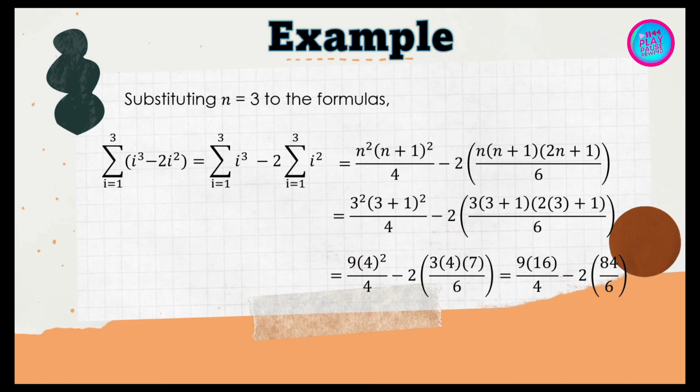Minus 2 times 3 times (3 plus 1 is 4) times (2 times 3 is 6 plus 1 is 7) over 6, which is 9 times (4 squared is 16) over 4 minus 2 times 3 times 4 times 7, which is 84, over 6. That is 9 times 16 over 4, which is 36, minus 2 times 84 over 6, which is 2 times 14. That is 36 minus 2 times 14, which is 28, which equals 8.